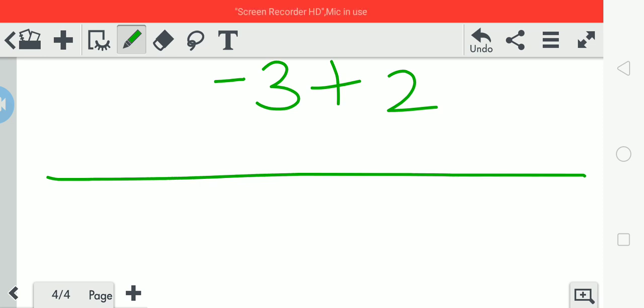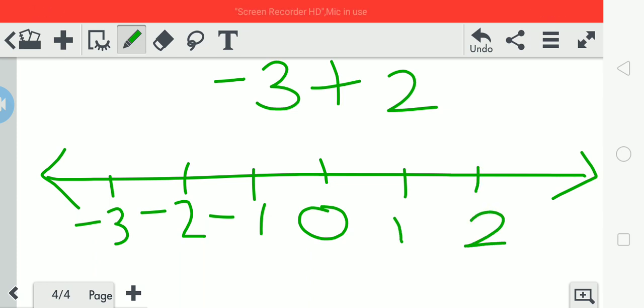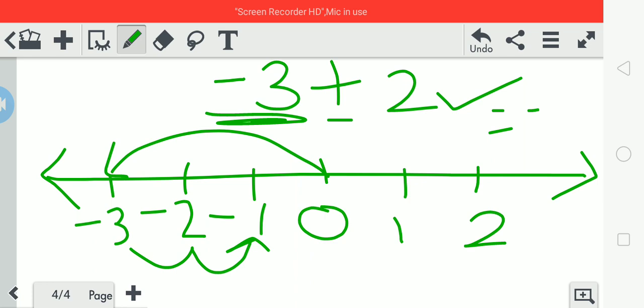Draw the number line. Your first number is minus 3. So draw the number line till minus 3: 0, minus 1, minus 2, minus 3. On this side 1, 2. Now your first number is minus 3, so take a jump from 0 to minus 3. Now plus is there, so I take 2 moves to the right side, because plus 2 means right side 2 moves. 1, 2. So you are at the minus 1 position. So the answer of this question is minus 1.